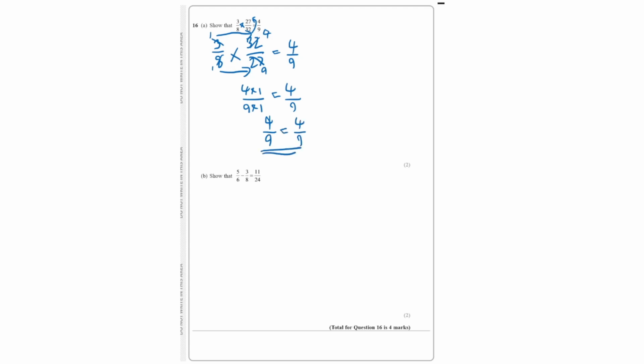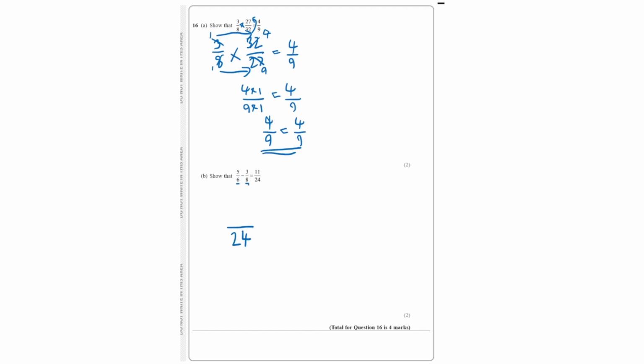Show that 5 over 6 minus 3 over 8 is equal to 11 over 24. Now, we cannot subtract straight away. We have to find the same denominator for both of these, finding the highest common multiple. The highest common multiple of 6 and 8 is 24. Now, we have to convert these fractions in order to subtract.